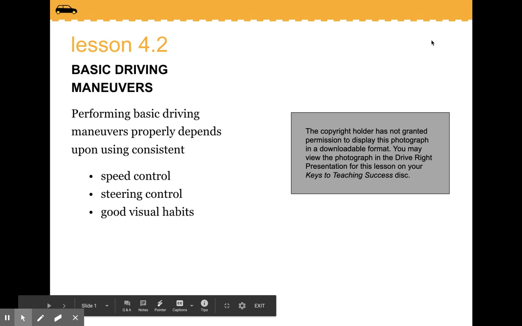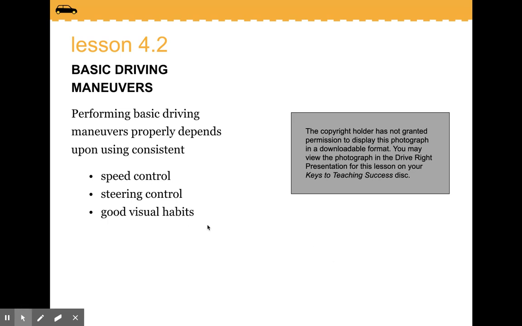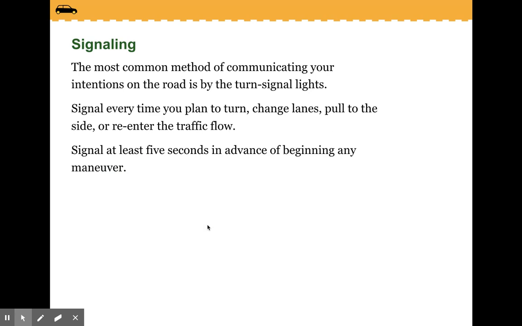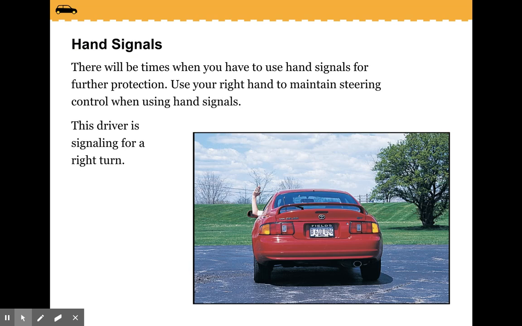Basic driving maneuvers. Performing basic driving maneuvers properly depends upon using consistent speed control, steering control, and good visual habits. Signaling. The most common method of communicating your intentions on the road is by the turn signal lights. Signal every time you plan to turn, change lanes, pull to the side, or re-enter the traffic flow. Signal at least 5 seconds in advance of beginning any maneuver.